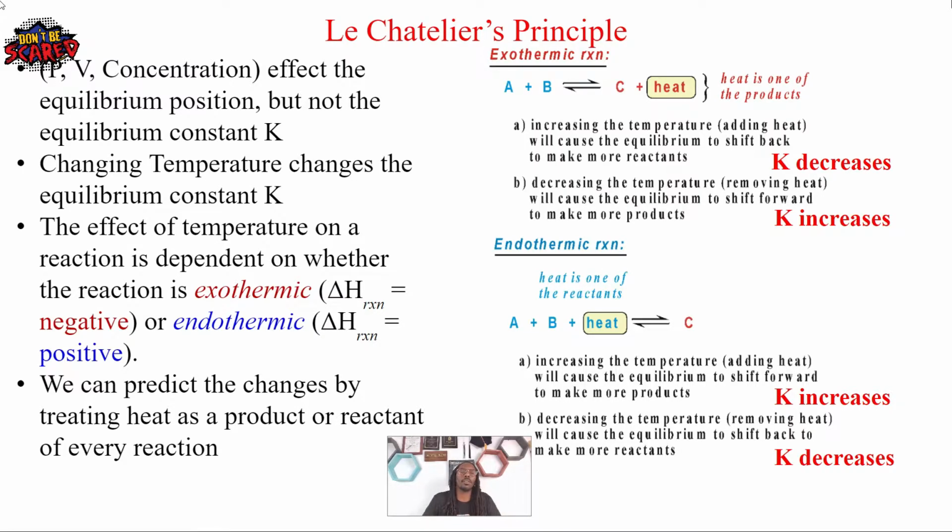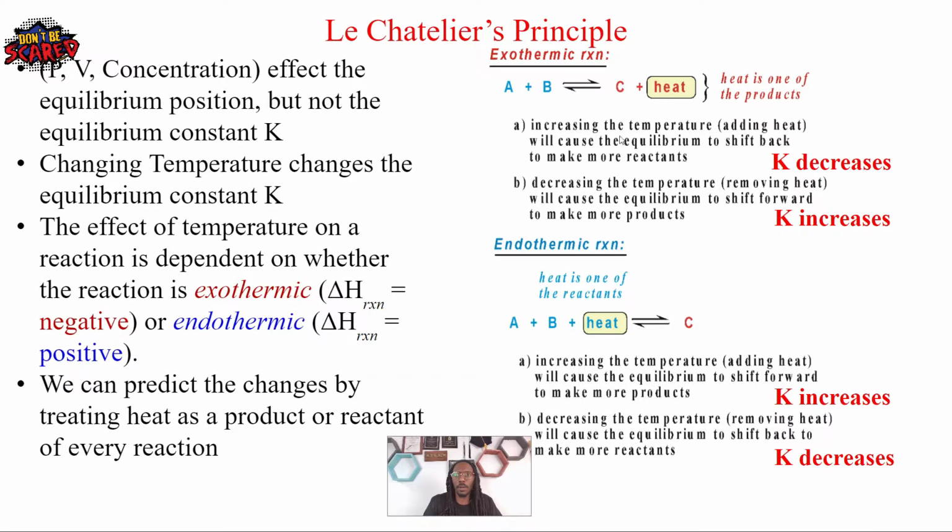So we can actually predict the changes by treating heat as a product or reactant on every single reaction. All right, so this is basically what's about to happen if you're changing your temperature. So let's look at exothermic reactions. Exothermic reactions, we said delta H is negative. So we also understand with exothermic reactions, our heat will be a product, right? Because we are releasing that energy. So when we release energy, we're releasing that heat. So heat is a product in this case.